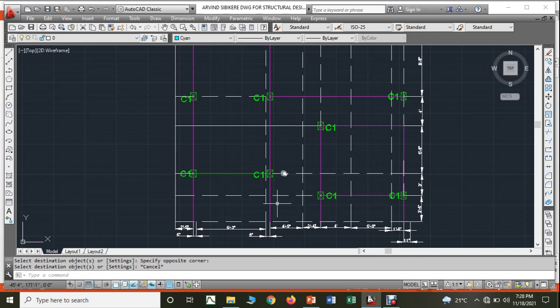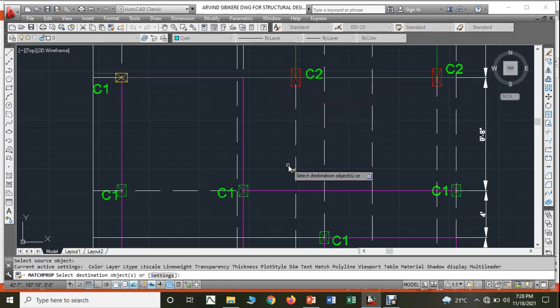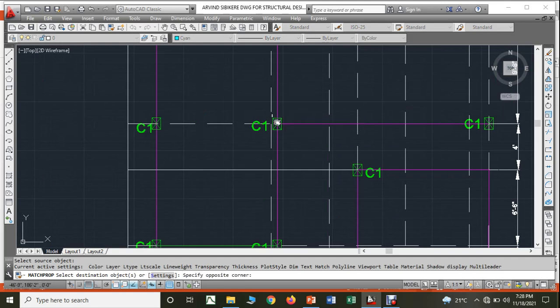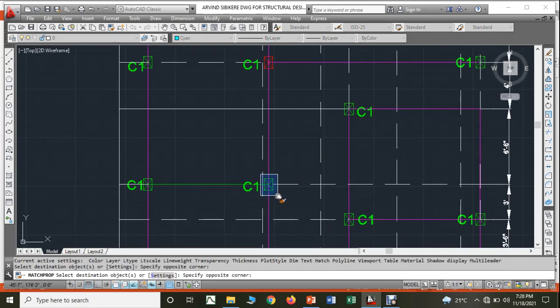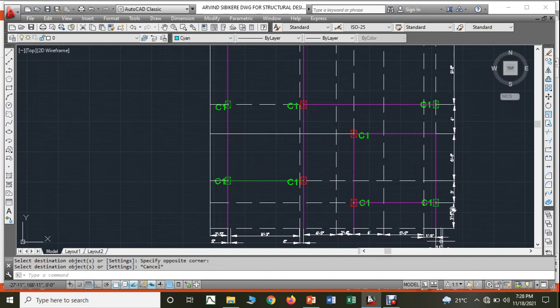Since the staircase is there, we cannot avoid them. So therefore what we will do, these two we will make a low load column, whereas these two and these two we will make a high column, and these two we will make a medium column. So therefore what I will do, I will choose match properties. I'll go here. This column I will make high, this column high, this column high, this column high, whereas this and this let us keep as a low column.